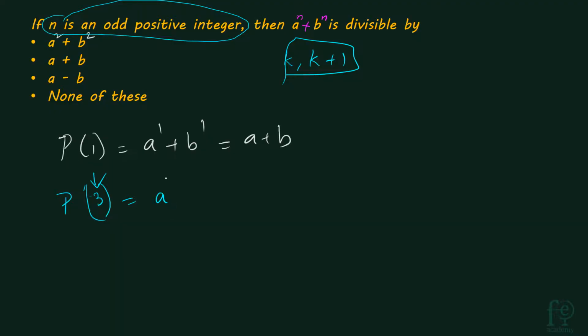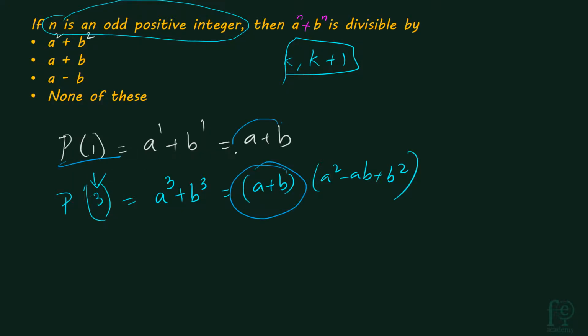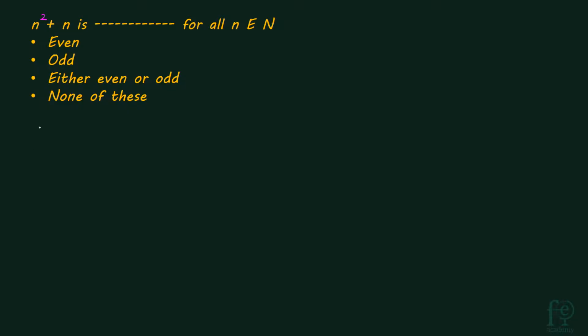So P of 3 will be equal to a cube plus b cube, which is equal to a plus b into a square minus ab plus b square. So here also a plus b is coming. So you can conclude, even P of 1 you got it is divisible by a plus b, and P of 3 also you got it is divisible by a plus b. So you can conclude that here a raised to n plus b raised to n is divisible by a plus b. Now next question. n square plus n is dash for all n belonging to N.